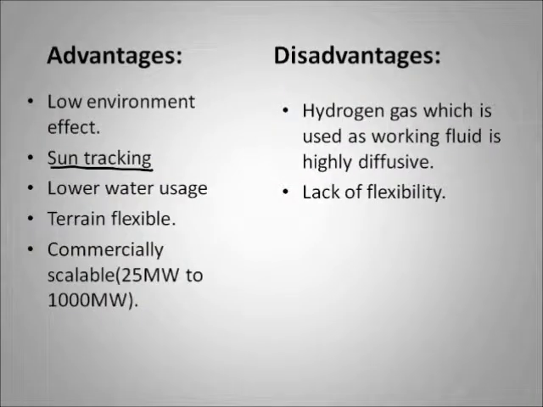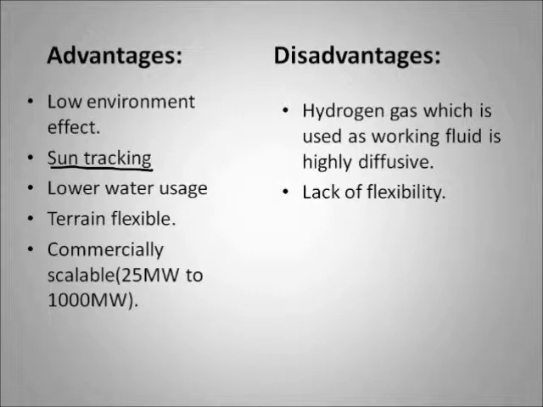So here are a few advantages and disadvantages of this new technology. In the advantages column, it's low environmental effects, sun tracking, lower water usage, range flexible, commercially scalable, and the sun tracking is a new feature over here. Otherwise, the rest are common for solar energy. Sun tracking means the equipment tracks the sun throughout the day and returns to a stored position each evening, ready to repeat the cycle the very next day.